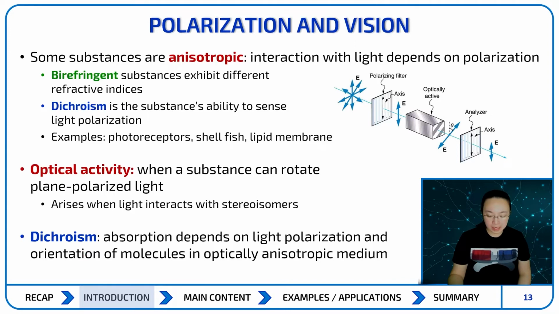Both birefringence and dichroism are what we call manifestations of optical activity. Basically, optical activity means that a substance is able to rotate plane polarized light. It means that the substance has chiral molecules that allow for manipulation of this. But for this course, you won't have to know about this, you just have to know the big picture.